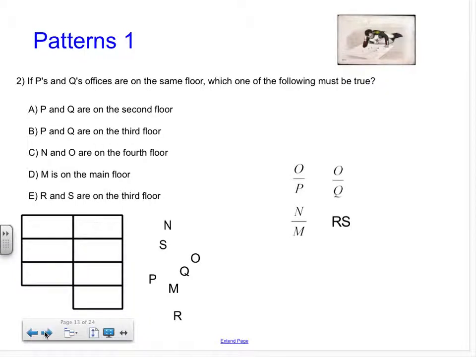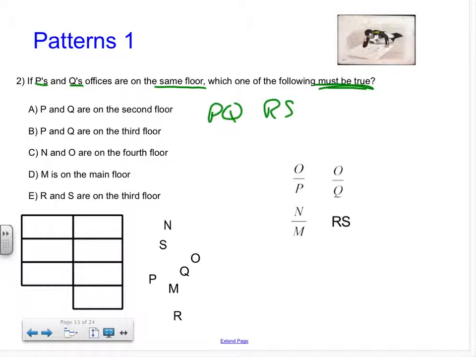We will continue. Let's take a moment to read through the question together. If P's and Q's offices are on the same floor, so let's take a moment to highlight that. P's and Q's offices are on the same floor. In other words, they come as a package deal, kind of like R and S. Which one of the following must be true? So in other words, there's no alternative. There's only one option. It must be true.